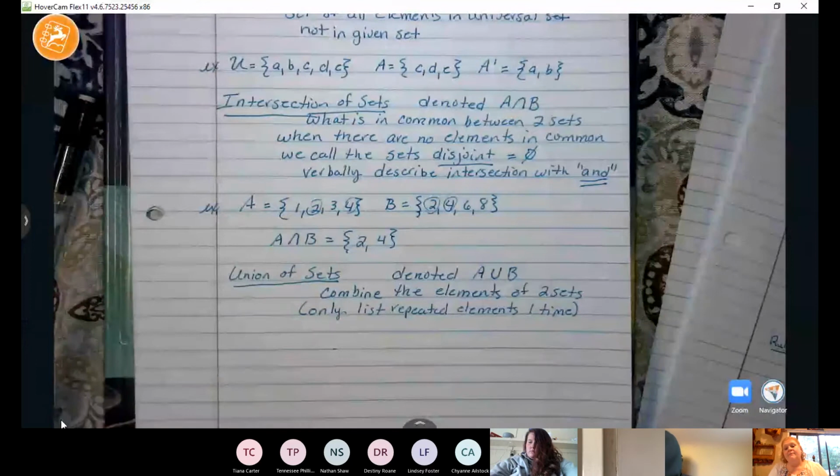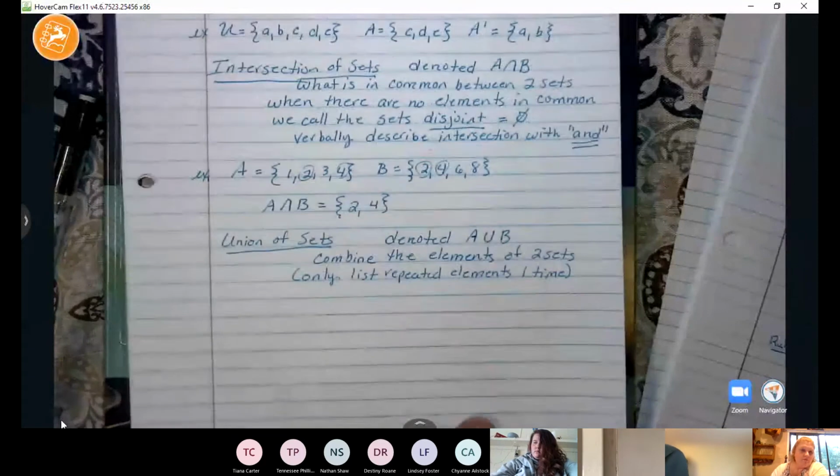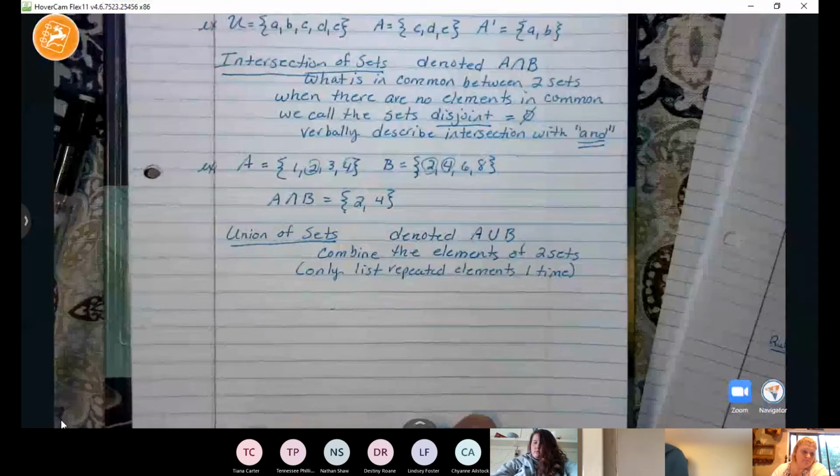So we're going to combine the elements of the two sets. But if we have elements that repeat, we only list them one time. Because just like when we were counting the cardinality, even though they repeat, the cardinality only counts it once. So when we are officially writing the set, we should only write it one time.